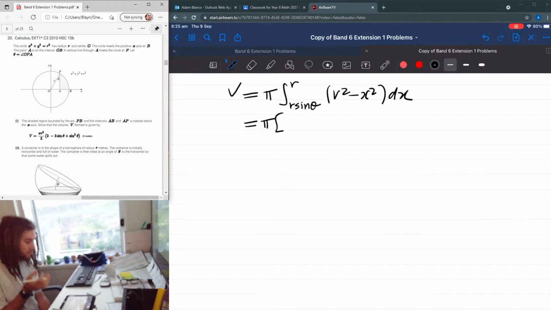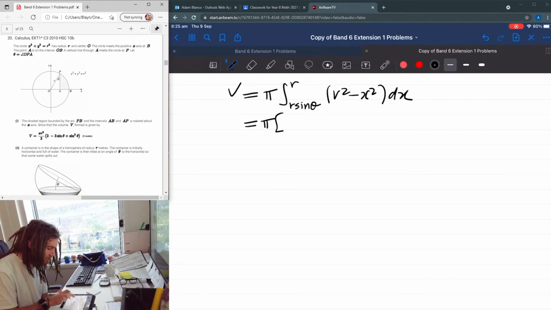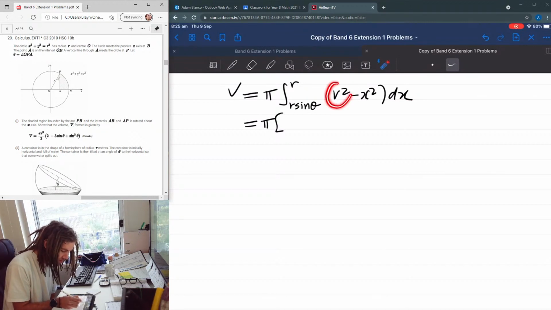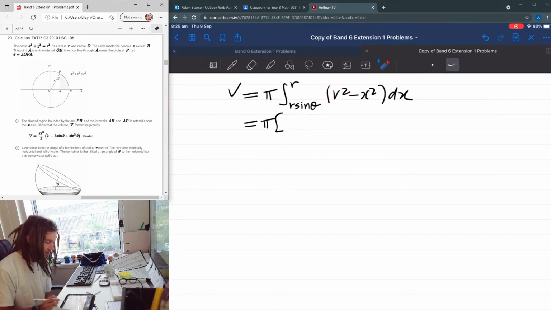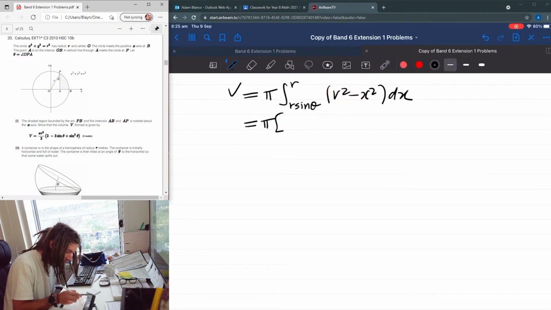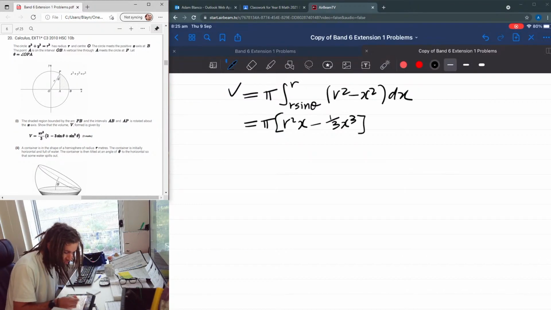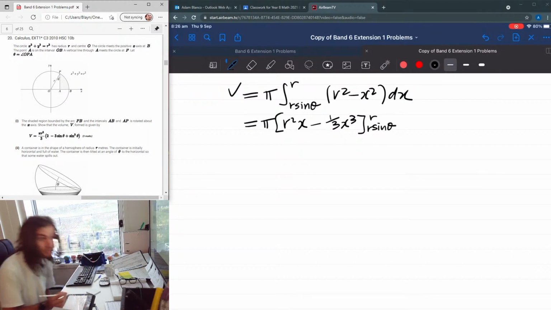Now, apparently this was written in the notes, the most common mistake in this part was not recognizing that you need to integrate with respect to x. People were going, oh, I've got this r squared, so that must be 1/3 r cubed. But that's just a constant, that's just a value. So that's just r squared x minus 1/3 x cubed. So apparently that was a huge mistake between r sine theta and r.